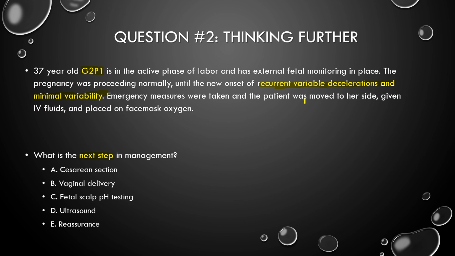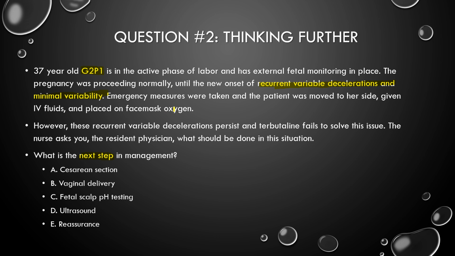Emergency measures are taken and the patient is moved to her side, given IV fluids, and placed on face mask oxygen. Remember, we talked about those are the criteria that you need to meet to stabilize the patient. You need to move her, give her fluids, give oxygen to try and help as much as possible. But these recurrent variable decelerations persist, and terbutaline doesn't solve the issue either. So the nurse asks you, the resident, what should be done now?